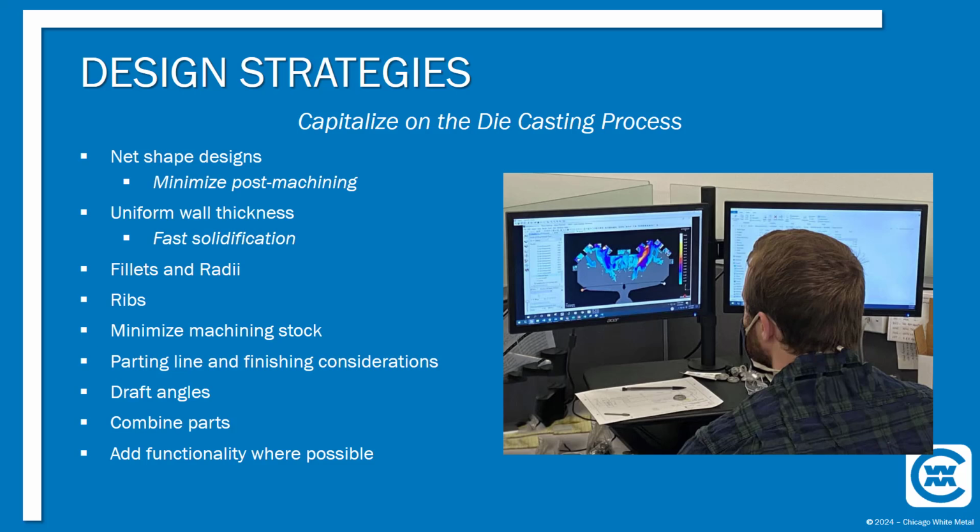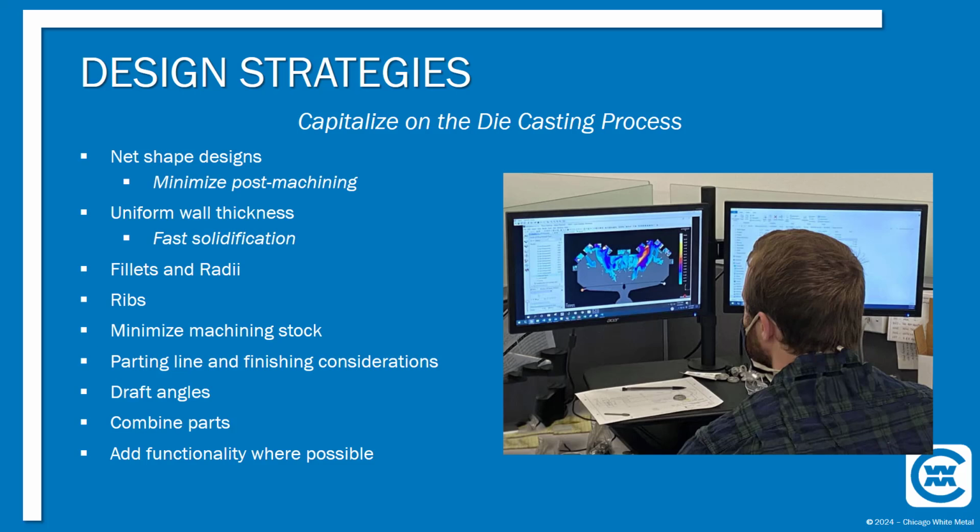We talk a lot about uniform wall thickness. We show some examples of that and why that's important. Fillets, radii, ribs, all good things that we try to look at when helping a customer design for die casting. Many of these are to aid in metal flow when the metal enters the cavity of a tool. That's a big thing we look at and try to assist the customer with getting their product in that type of condition. Minimizing machining stock.